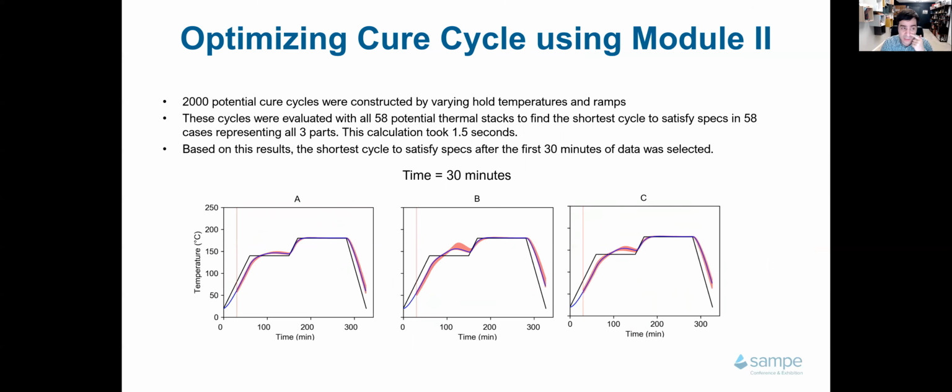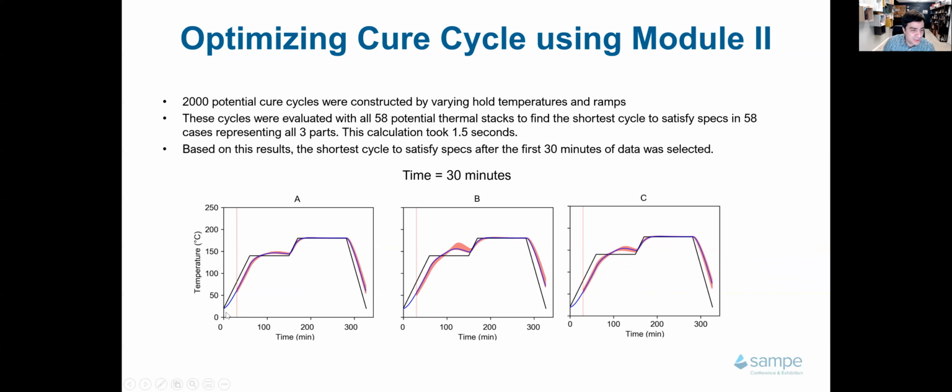The second module selected 2,000 potential cure cycles. This was by varying ramps, holds, adding new holds, and changing the time between the holds. So 2,000 cure cycles were created, and all of these 58 potential solutions were checked against all 2,000 cure cycles. Out of these 2,000 cure cycles, the ones that could satisfy the process specification in all 58 cases were selected. Out of them, the fastest cure cycle was selected as the optimized cycle.